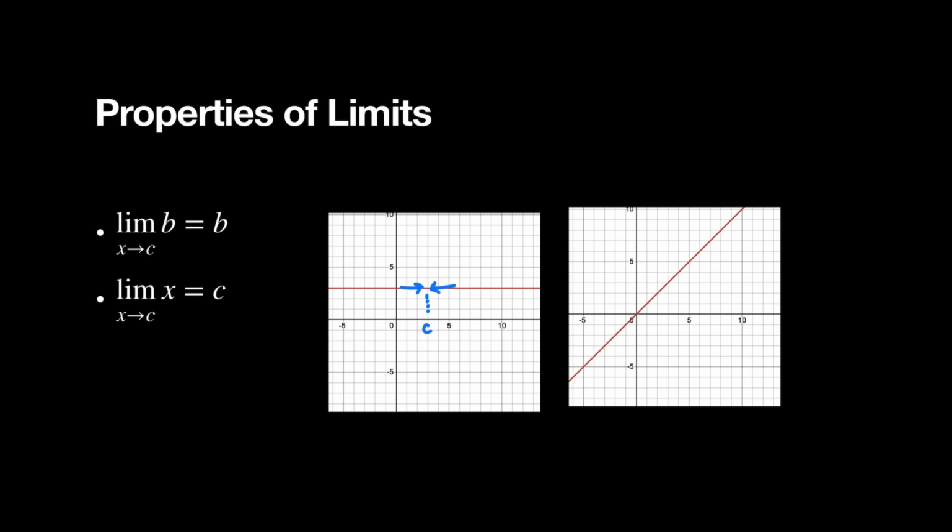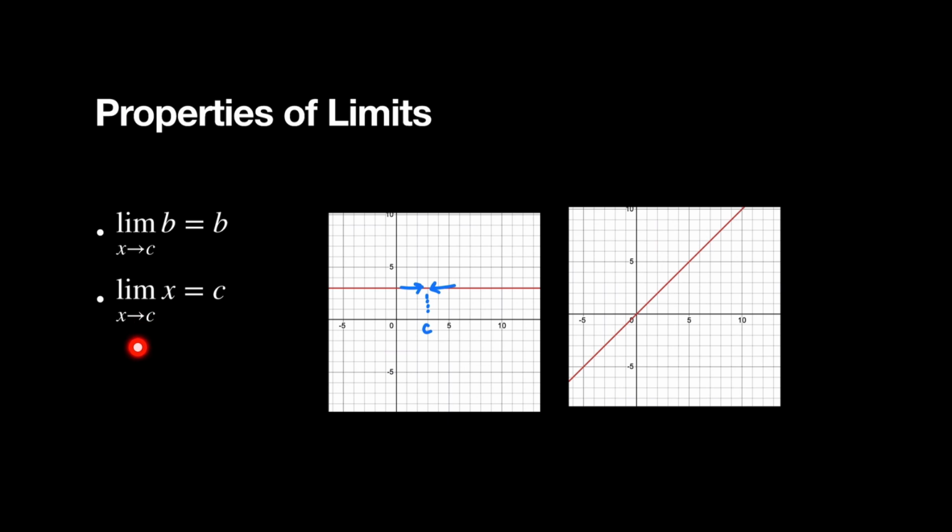And so I have graphed a constant function. That's just going to be a horizontal line. So I have on the graph the function y equals 3. And we can see that when we have a constant function, no matter what x value we approach, for any c value, our y value is always going to be that constant. So there's our first property. The limit of a constant function is the constant, no matter where you approach.